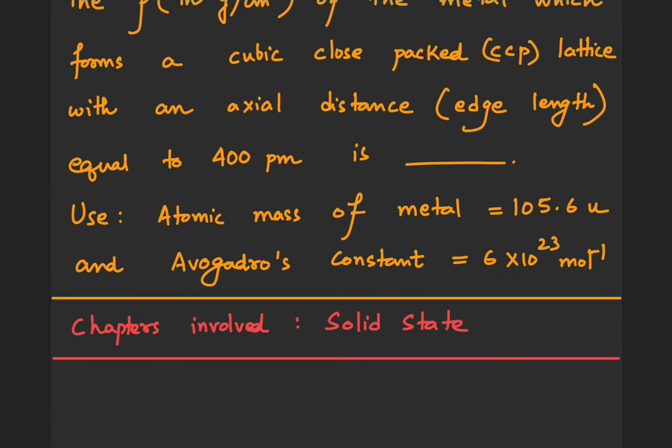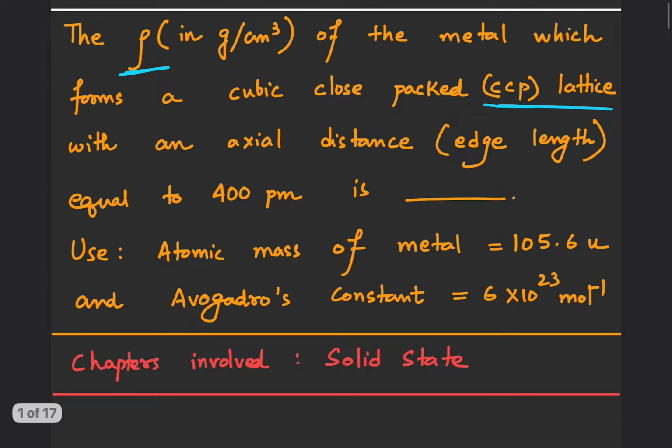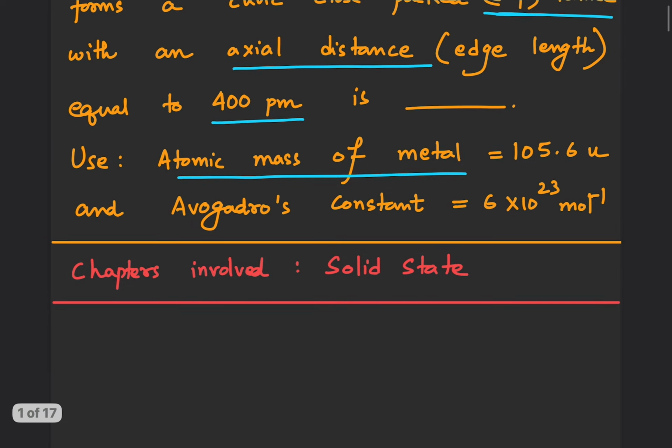So we will underline the important points, that is, we have to calculate the density. They have given us a CCP lattice and axial distance is given to us. It is 400 picometer. Atomic mass of metal is given to us and Avogadro's constant is given to us. The chapter involved is solid state, which is exclusive to JEE Advanced. Okay. So to solve this, we have to talk about cubic close packing. The most important point is that it is similar to FCC packing or the face centered packing.